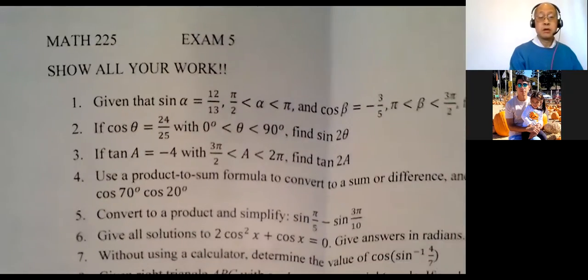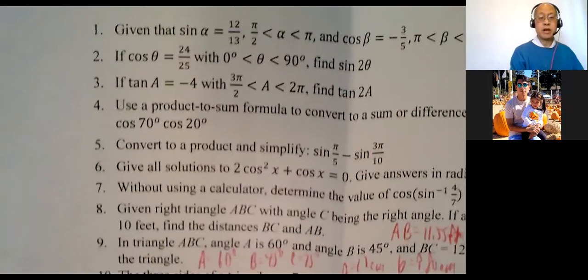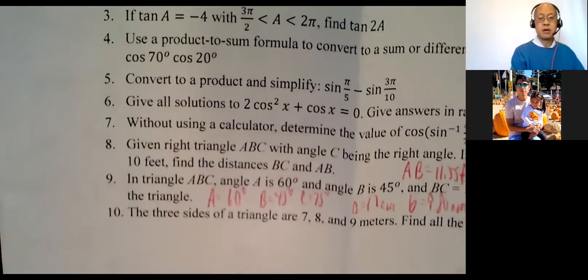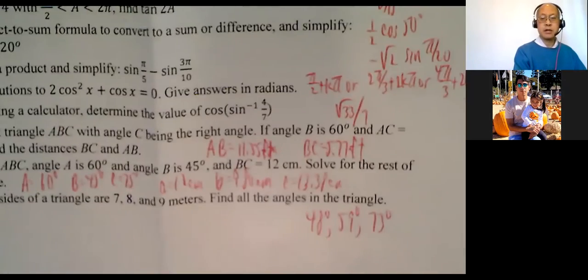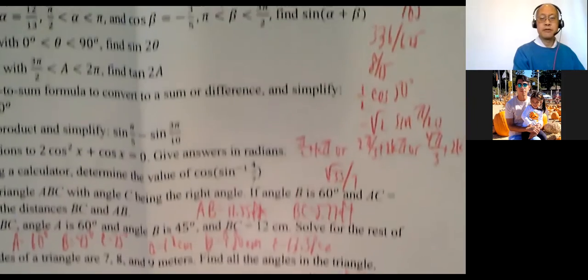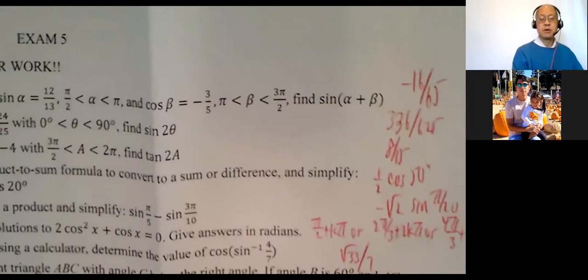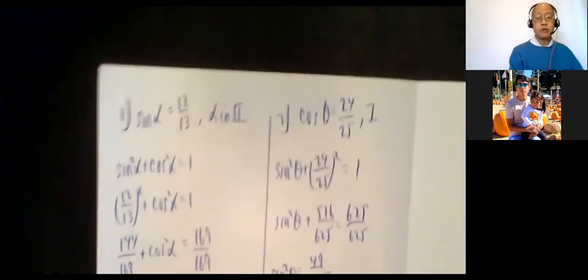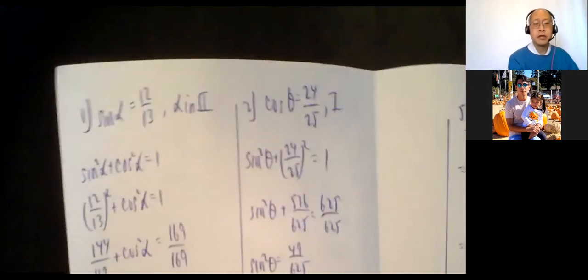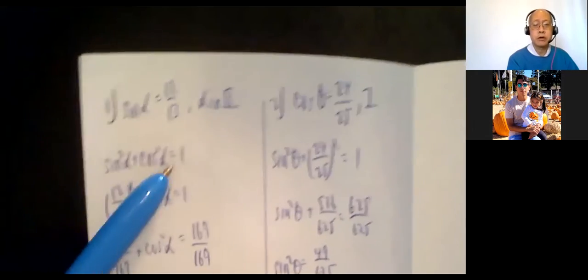Okay, so again, why don't I just go down the left side and then go down the right side, and ignore all the red stuff. Okay, number 1, sine of alpha is 12/13. Alpha is in quadrant 2. That means the cosine is negative.